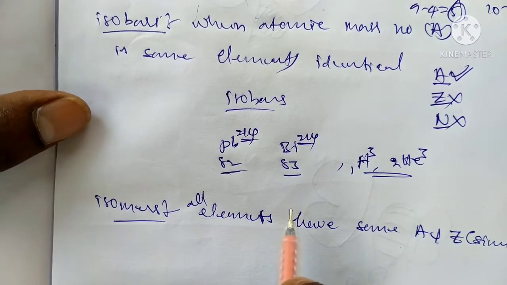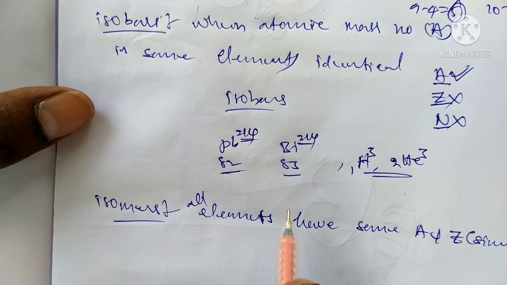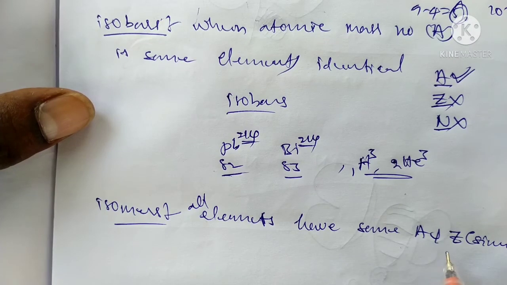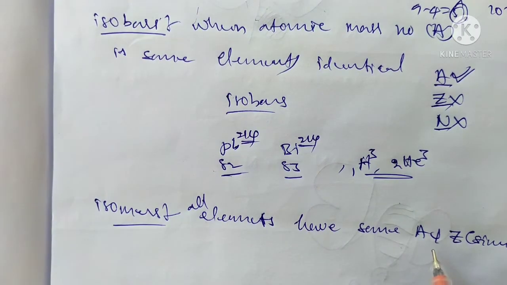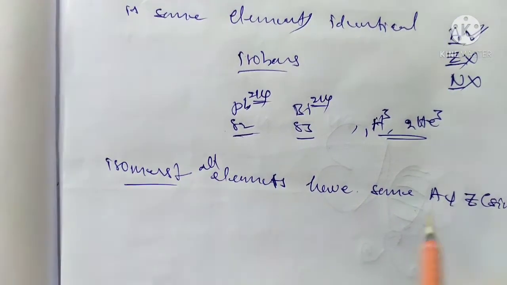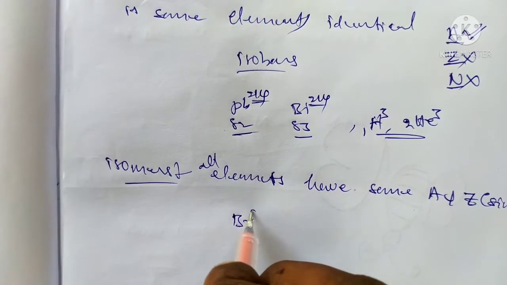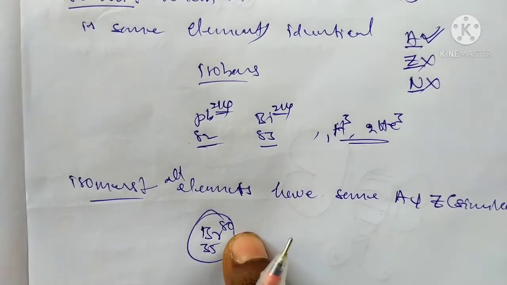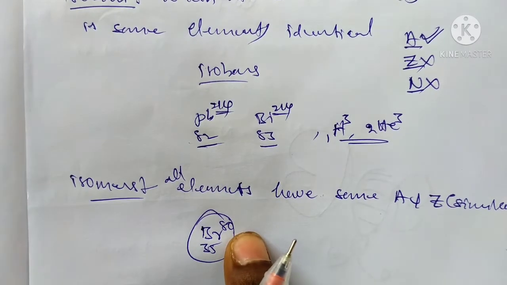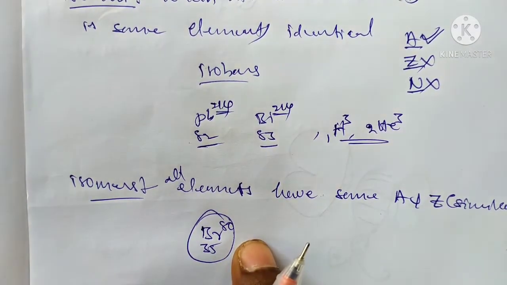Okay, that means chemical properties are the same. The atomic mass number A and the atomic number Z are the same, but they have different radioactive properties. Suppose radioactive properties, nothing but alpha, beta, gamma emission ratio, are different. The best example is bromine 80, 35. This is the best example. We have the same Z but different radioactive properties.